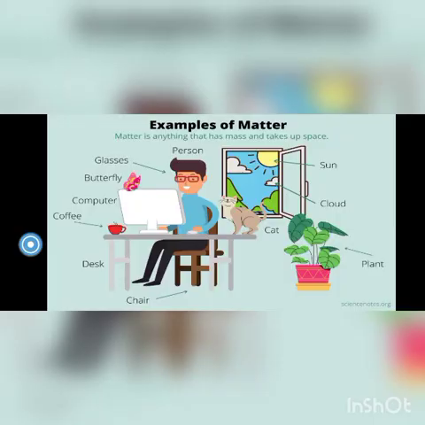Let us look at some examples of matter. In this picture, you can see a person who is matter: glasses, butterfly, computer, coffee, desk, chair, cat, sun, cloud, plant. These are all examples of matter because they are taking up some amount of space and they also have mass in them. That's why they are matter.